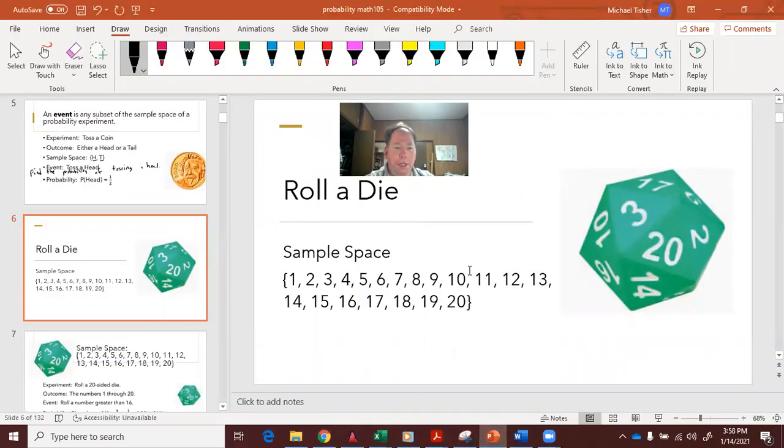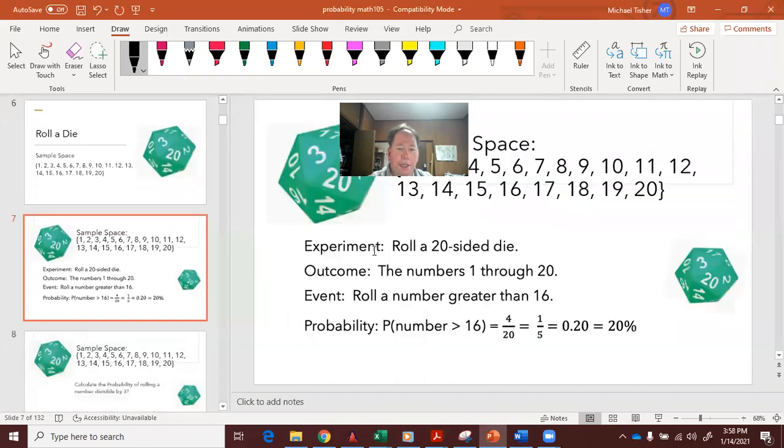If we're rolling an icosahedron die, we get 20 possibilities. So here's the sample space for that. Let's suppose that we want to roll a number greater than 16. So here, we're trying to find the probability that we roll a number greater than 16. Just look at the sample space and count how many numbers are greater than 16. We have 17, 18, 19, 20. There's 4 numbers greater than 16. And so the answer is 4/20, which is 1/5. That's going to be 0.2 or 20%. That simply means out of all the numbers on the die, 20% of them are greater than 16.